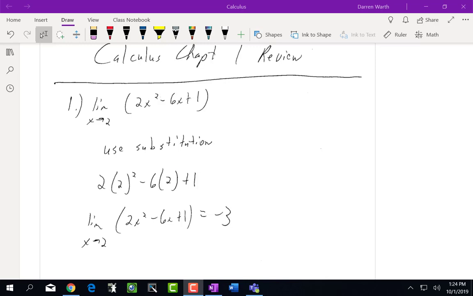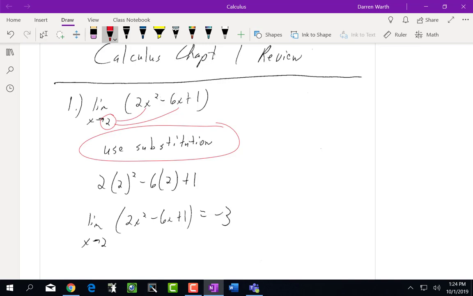Okay, on problem number 1, it says we're going to take the limit as x approaches 2 of 2x squared minus 6x plus 1. So to solve this problem, we just want to go ahead and use substitution. So substituting in this 2 into our equation, we're going to end up with 2 times 2 squared minus 6 times 2 plus 1. Now we need to go ahead and solve that.